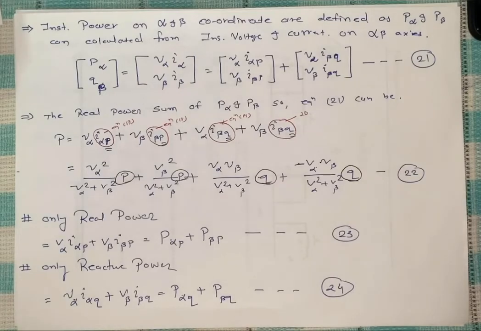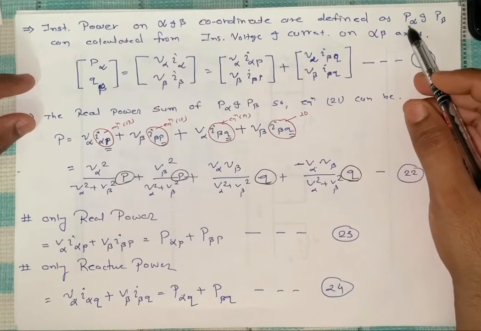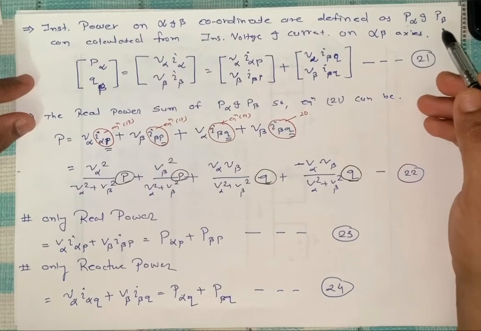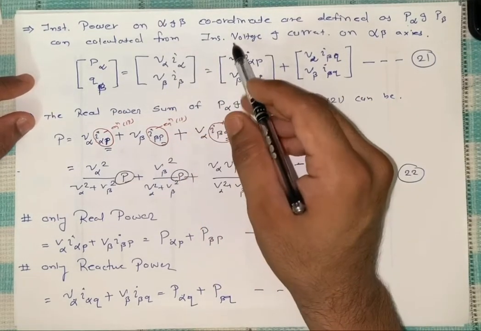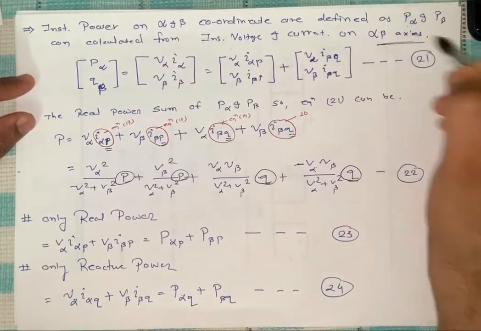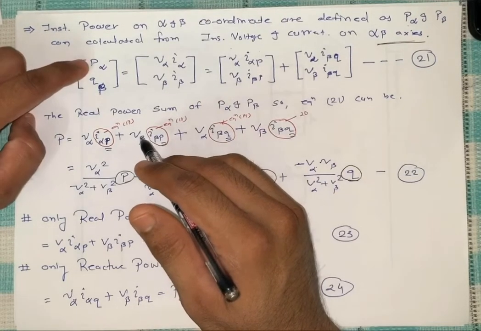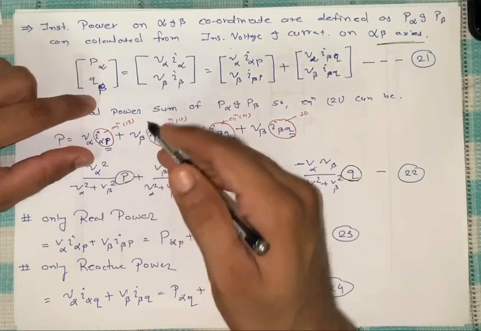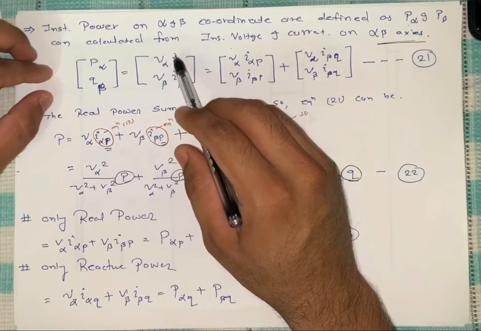So now the instantaneous power on alpha beta coordinates is defined in the form of P alpha, active power on the alpha axis, and active power on the beta axis, which can be calculated from the instantaneous voltage and current on the alpha beta axis. So now P and Q as in equation number 10, P and Q of the alpha and beta, and now all this thing is V alpha into I alpha.